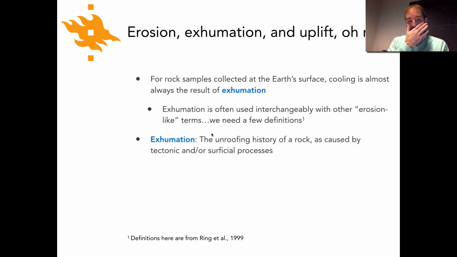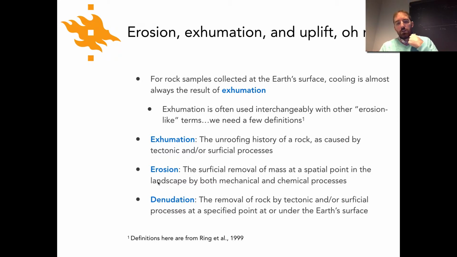We need a few definitions. So when we talk about exhumation, I don't really like this word, but I took this definition from another article: the unroofing history of a rock. So we're talking about removal of rock from above, as caused by tectonic or surface processes. So this could be erosion by some river or glacier removing the rock above some other reference point, or tectonic exhumation can occur as well in extensional settings where just the motion of the two sides of a fault results in rock being removed from above.